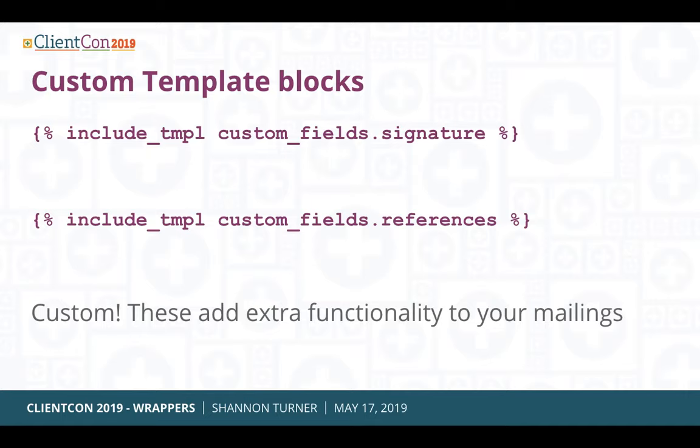Those were the built-in template blocks, but what about custom template blocks? We've seen a few examples of template blocks from a few slides ago, like the signature block or the references block. And remember that those also had some extra code around them to say, hey, only show the signatures if there's actually signatures to show. Same thing goes for the references. With these custom template blocks, this is going to be the main way that you are going to be extending the functionality of your mailing wrappers.